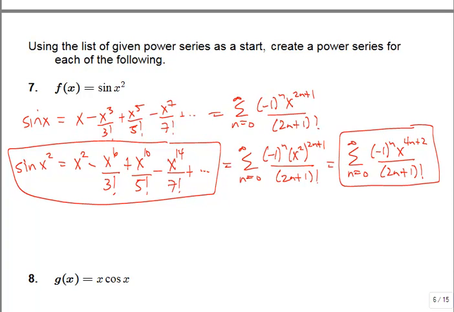Okay? So it's much quicker to just do a basic substitution on a power series that we already know than to try to recreate that Taylor series using all those derivatives, which for this function are going to get messy very fast. So let's use that same idea and see if we can come up with a power series for x times cosine of x. Well, we already know a power series for cosine.